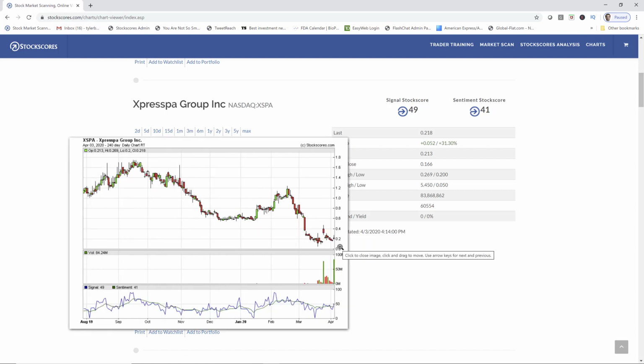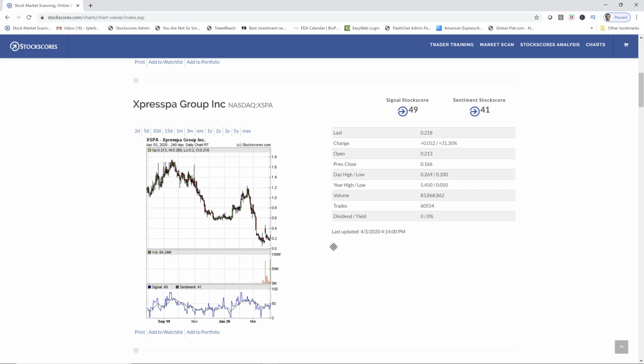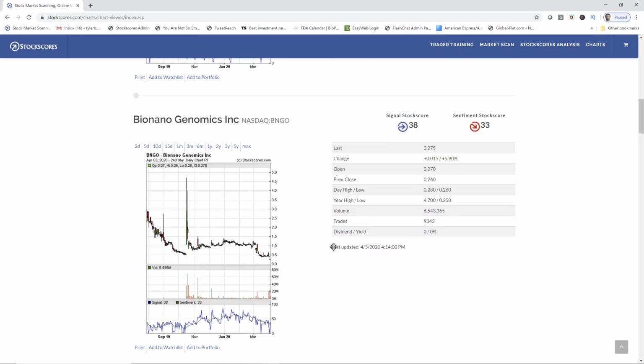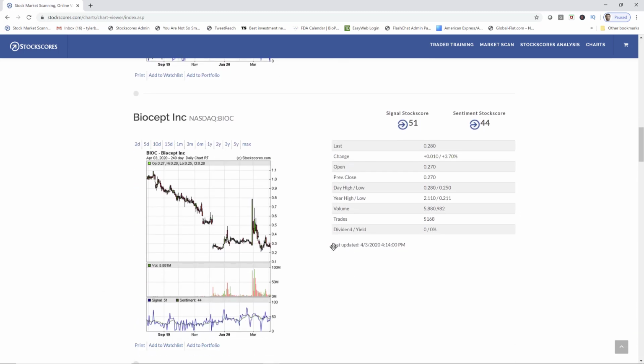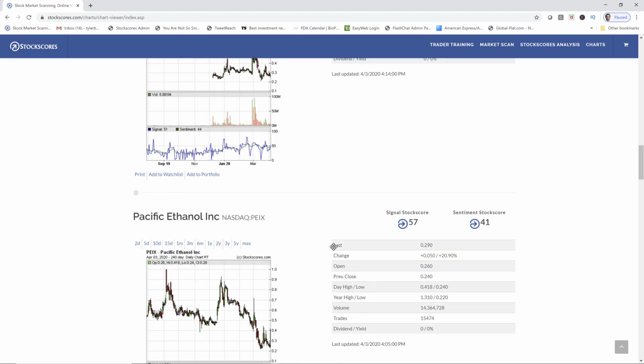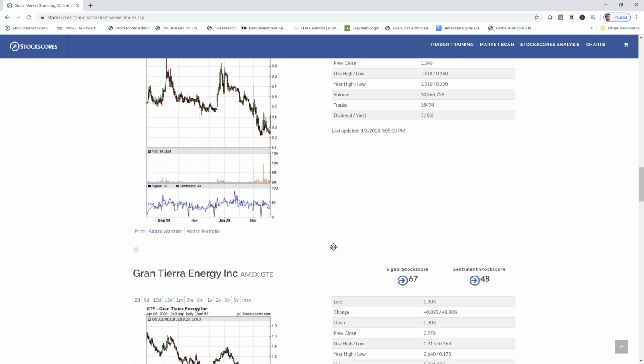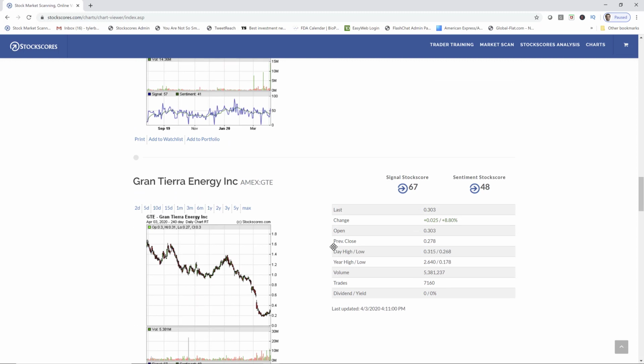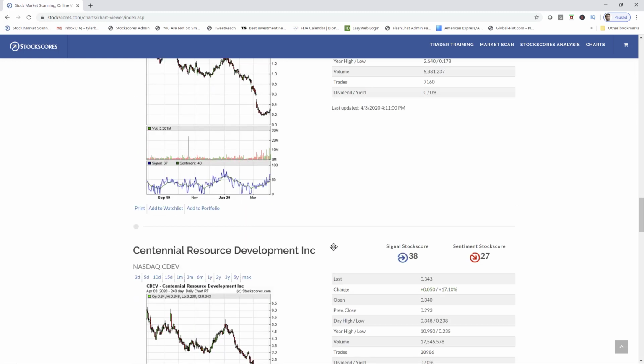When I look at XSPA, I can see really abnormal volume, which is a good sign of life. I don't like that it closed very close to where it opened, so that doesn't really appeal to me. I want to see a little taller candle on the daily. Now, you may not be interested in 28-cent stocks. No problem. You can set the price filter to look for a minimum of $5 or a minimum of $10. That's completely up to you.